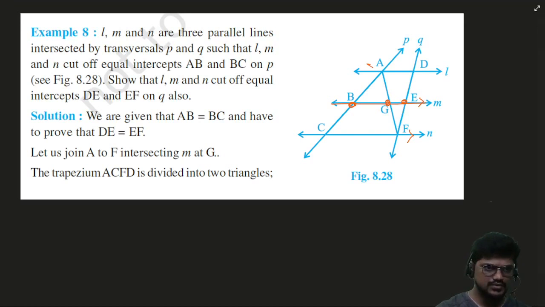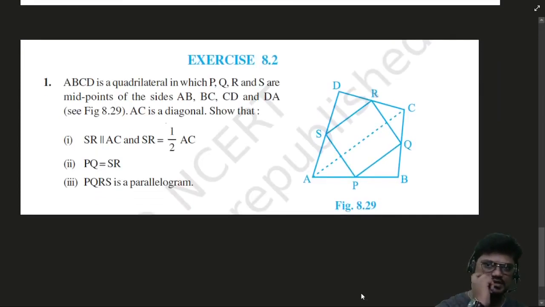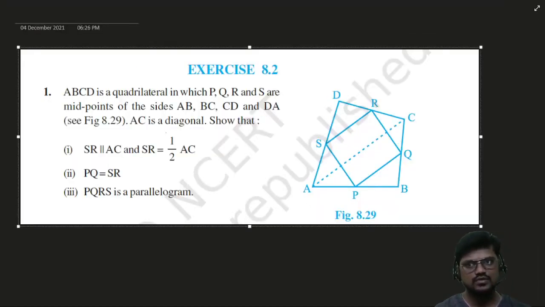Fine. After this, we'll start with the next exercise. Now ABCD is a quadrilateral in which P, Q, R, S are midpoints. Now see over here what they have given.